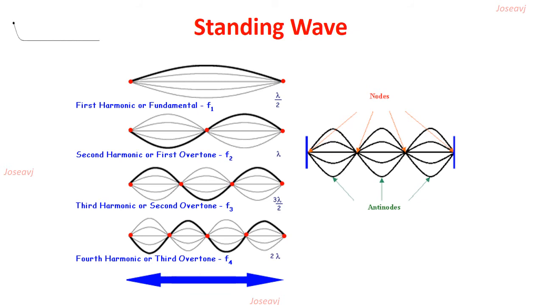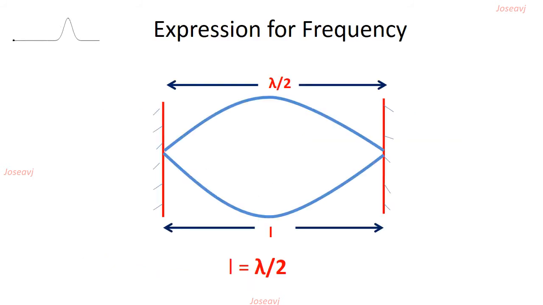So when the string is set into transverse vibration, the forward moving wave will get reflected from the fixed end. Therefore we have two waves having same amplitude, same frequency, traveling in the opposite direction. They will be interfering with each other to produce standing wave pattern with one segment, two segment, and so on. Now if it is vibrating with one segment, then the relation between length and wavelength is L is equal to lambda by 2.